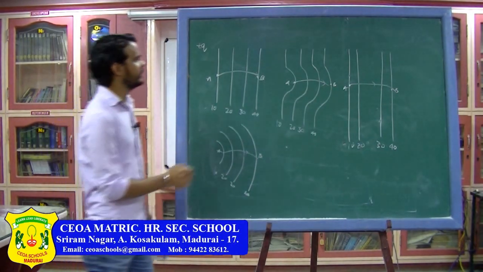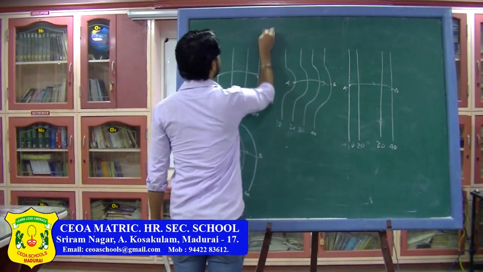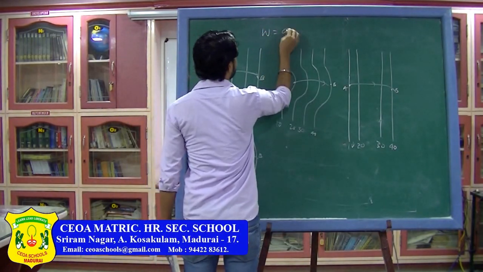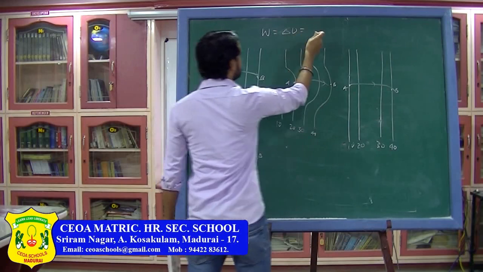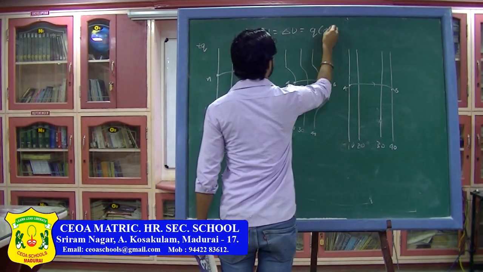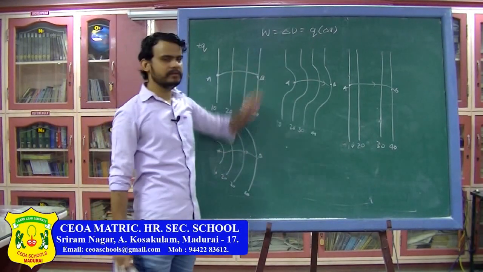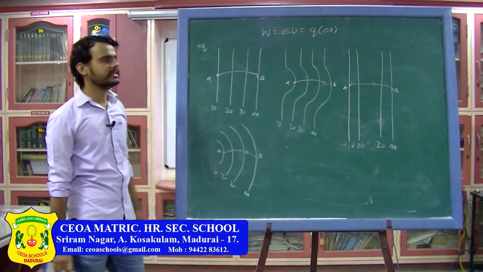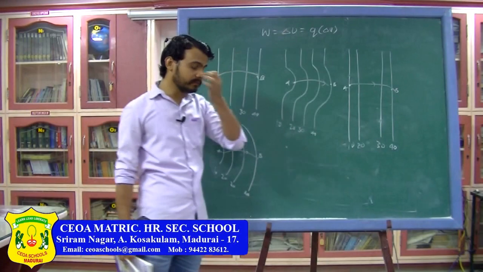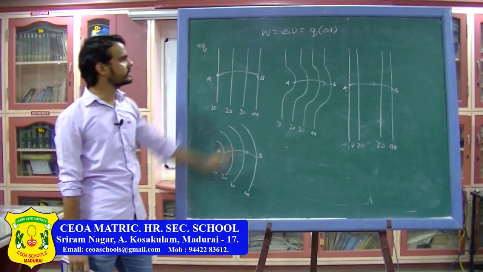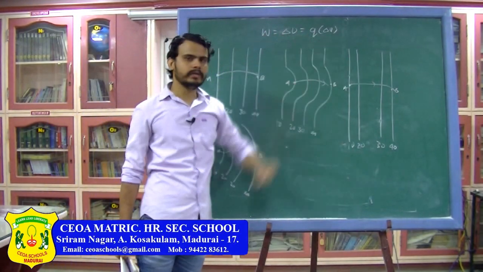As we already know, the electric work done to move a charge is equal to the change in potential energy, which can be written as Q into delta V. We have already done this when we studied electric potential energy. We said the change in electric potential energy is the work done by the external force. So, work done will be Q into delta V.